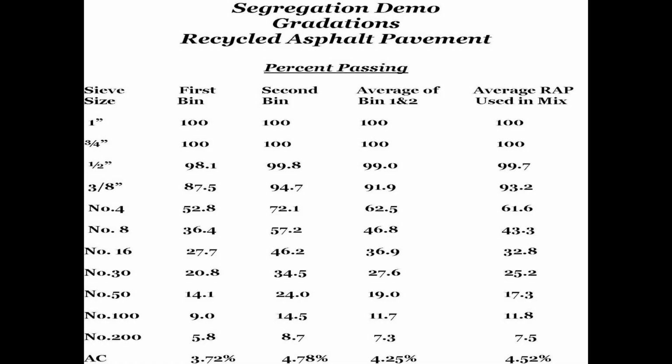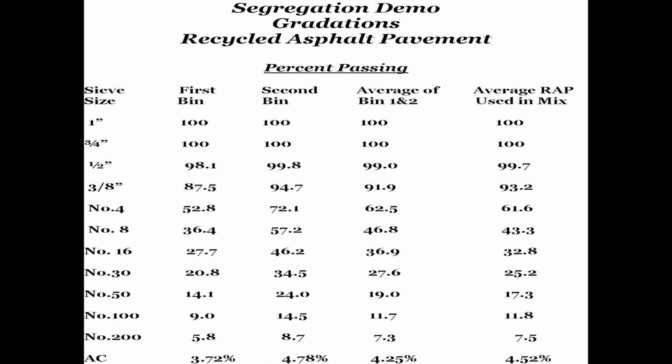Okay, here's what we got. This is the first bin, and this is all percent passing. And this is the second bin, so this is the outside. This is the center cone fines. This is the average of these two put back together again mathematically. And then this over here was the average gradation for the wrap before we put it through the demonstration.